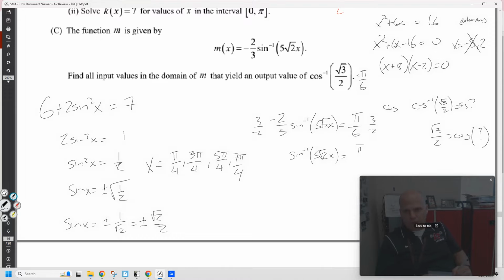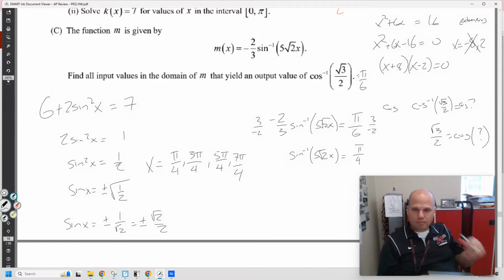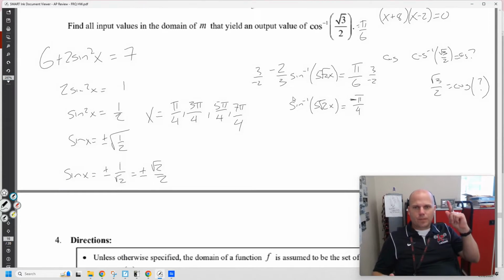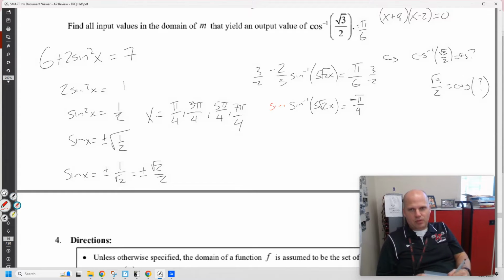That becomes pi over 4. That's fun. Negative pi over 4. Oh, this is great. Take the sine of both sides. You get 5 root 2x equals the sine of negative pi over 4, which is negative root 2 over 2.